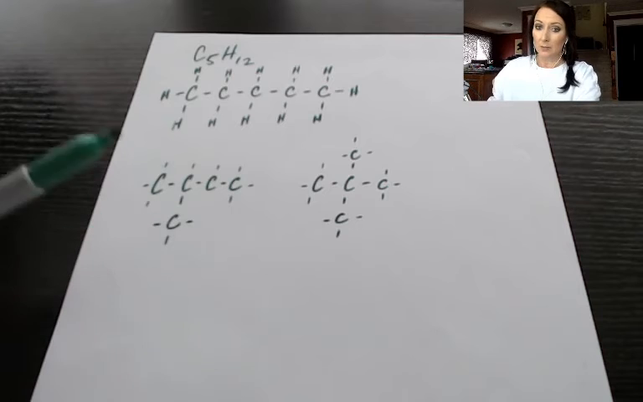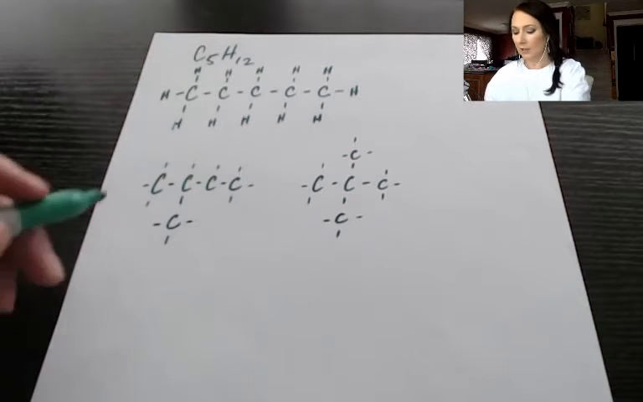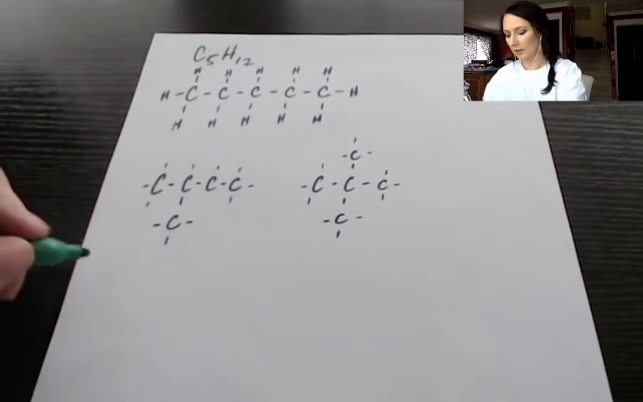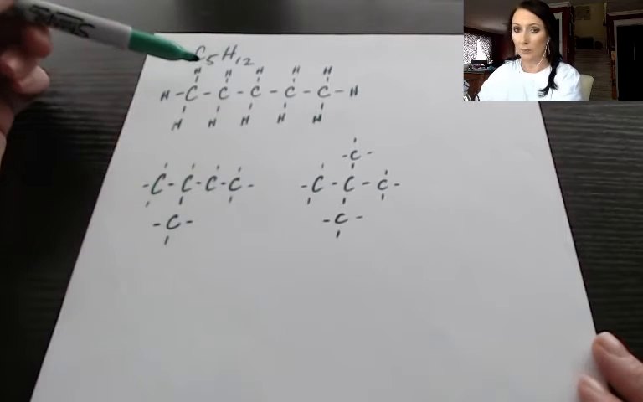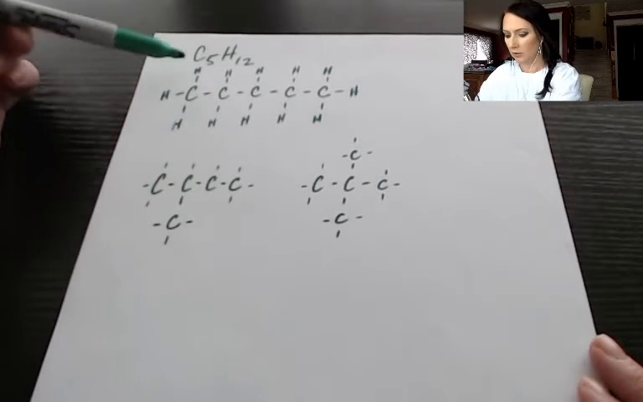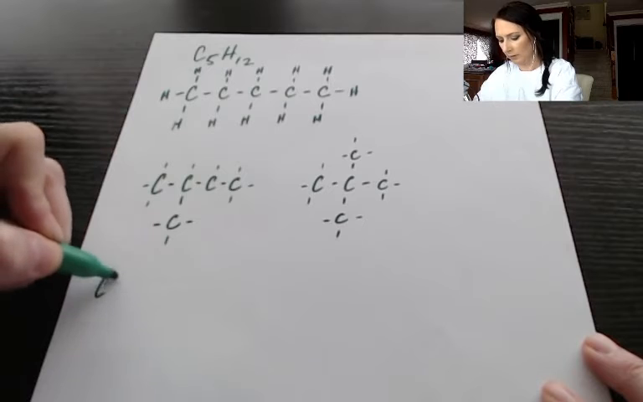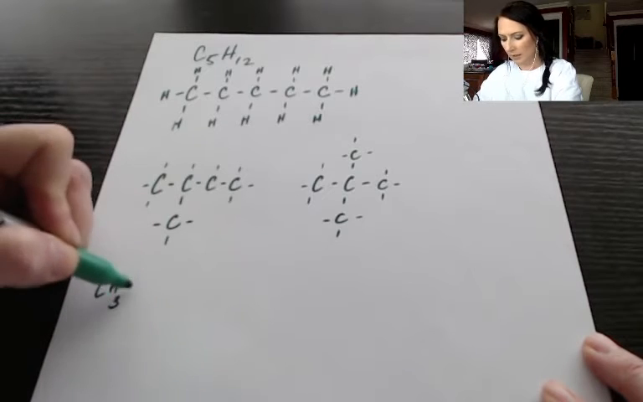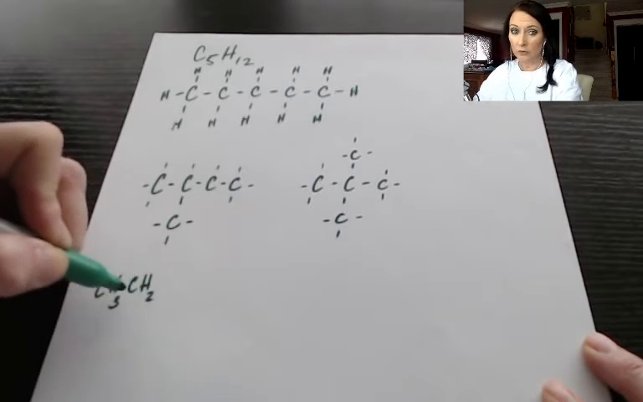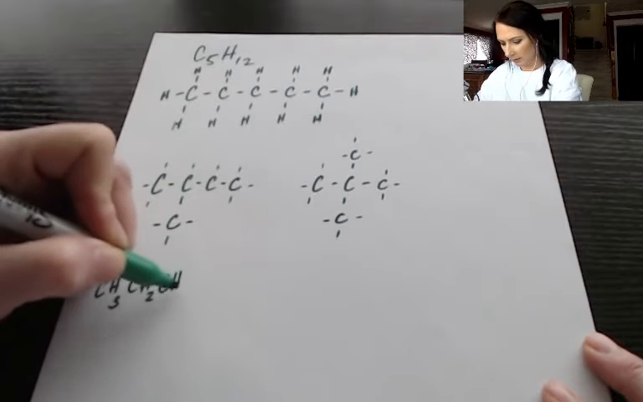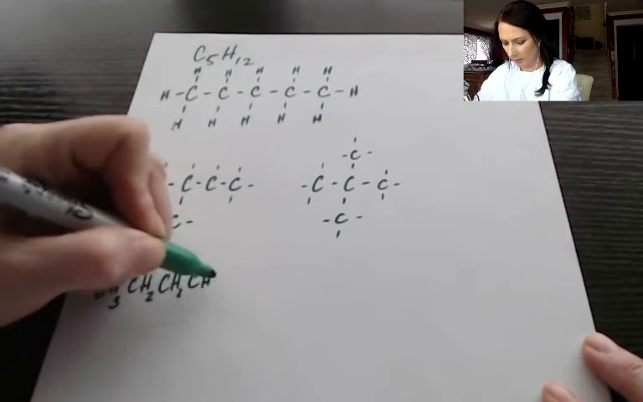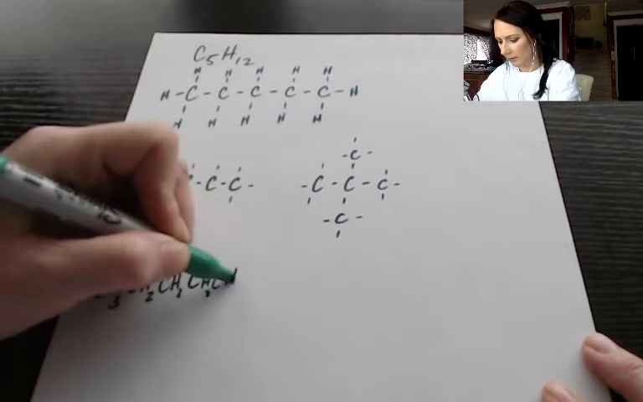Now, if you want to make this a little bit more shorthand, you can use the condensed formula. So a condensed formula, we kind of break it into segments. CH3, so here on the left we would write it as CH3, and then CH2 for the next piece, CH2, CH2, and CH3.